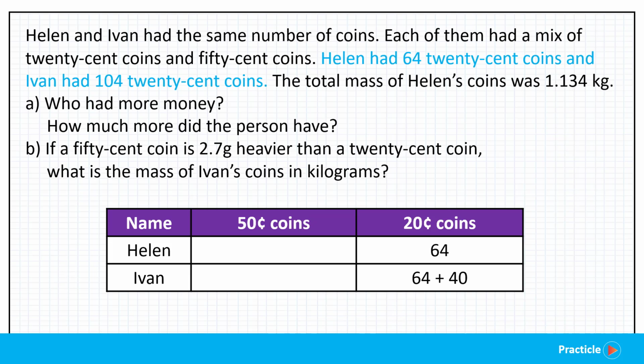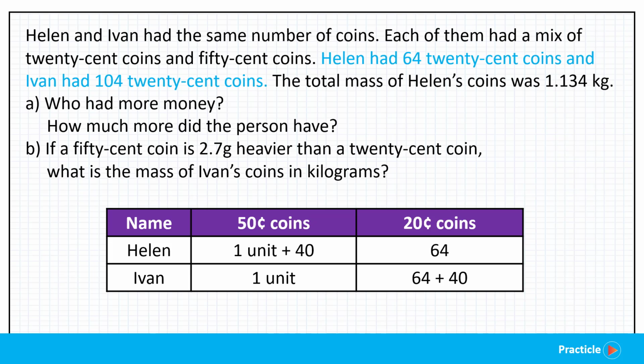Let's rewrite this in our table, okay? We are going to break up 104 into 64 and 40. And this is going to help us see things a bit better. Now since we know that Helen and Ivan had the same number of coins, this means that if Ivan had 40 more 20-cent coins than Helen, Helen would need to have 40 more 50-cent coins than Ivan, right? So that the total number of coins that they had is the same. Following so far? So if we use 1 unit to represent whatever 50-cent coins that Ivan had, can you guess how we are going to represent the 50-cent coins that Helen had? Helen would have 1 unit plus another 40 more 50-cent coins, right?